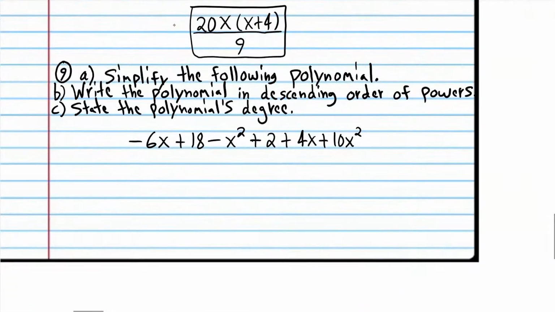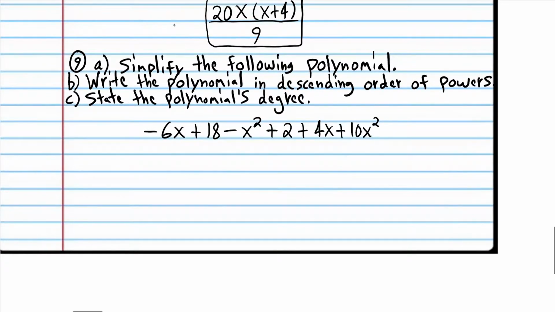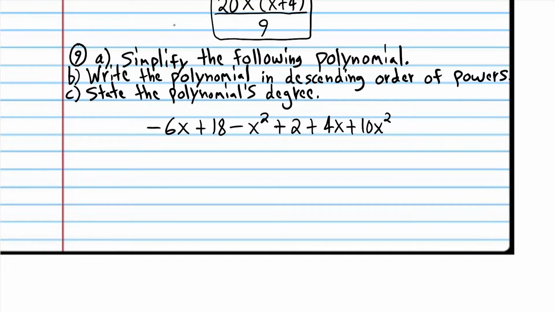On to number 9. So now we're going to do some problems that are much easier here. It says simplify the following polynomial. So I'm going to simplify this polynomial down here. We have to just add like terms. I'm going to start with the x squared terms because part B says to write in descending order of power. So I'm going to just go ahead and do that all in one step.